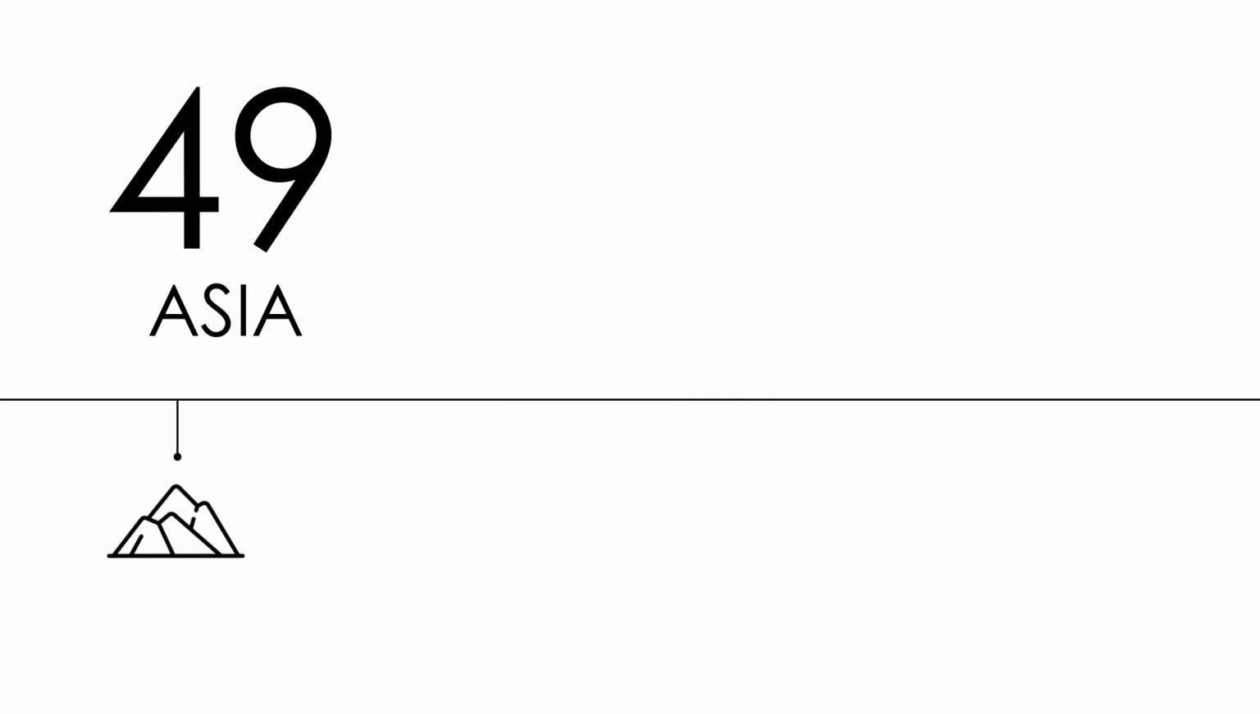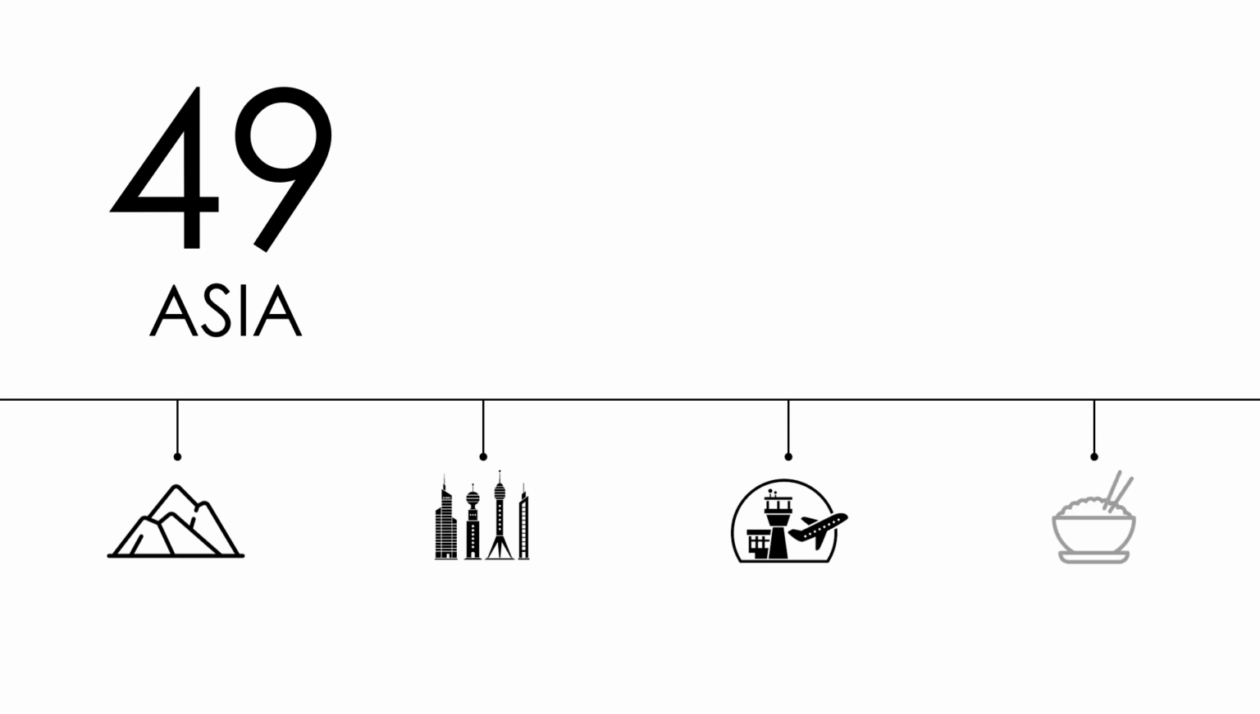All of the world's 10 highest mountains are located in Asia. 9 out of the 10 tallest buildings in the world are also in Asia. Asia can be proud for having the top 3 world's best airports. And finally, Asia is the largest producer and consumer of rice.